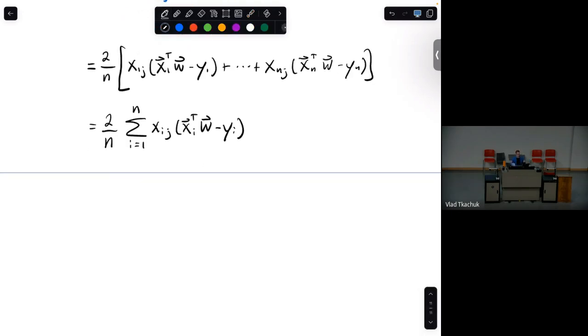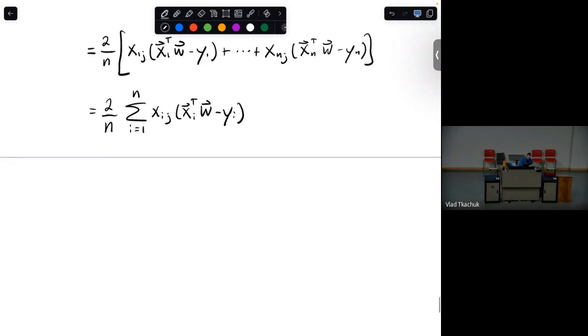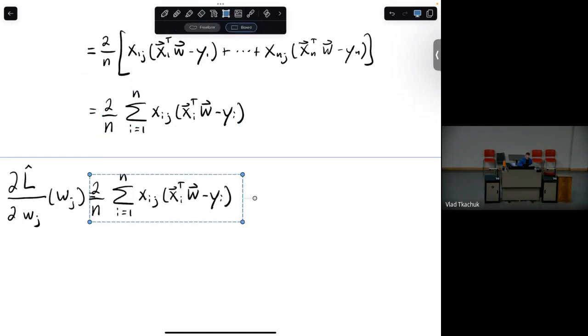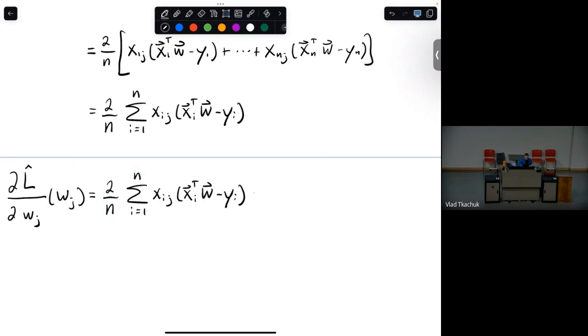Okay, we're done. All we need to do now is set this derivative to 0, and we've got our answer. So let's do that. What we got is the derivative of L hat with respect to one of the w_j's. This is only for one of the w_j's. It's a function of w_j. What is that equal to? Okay, we had this thing. I just copy it. And what we want to do is set it to 0. Now we just have to solve this.